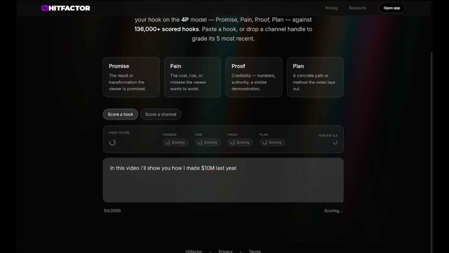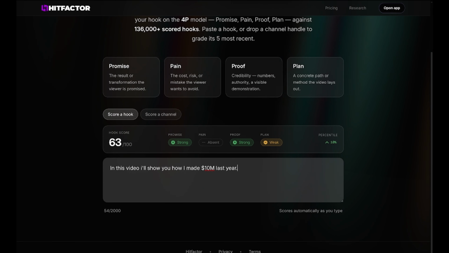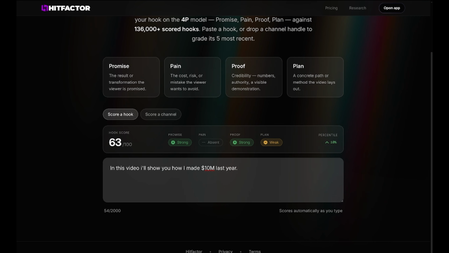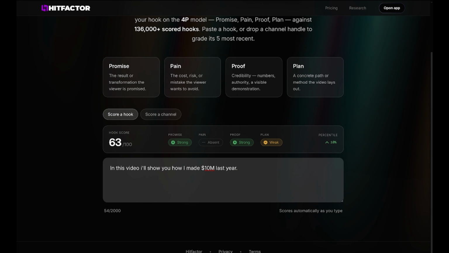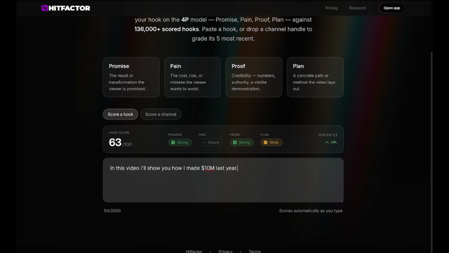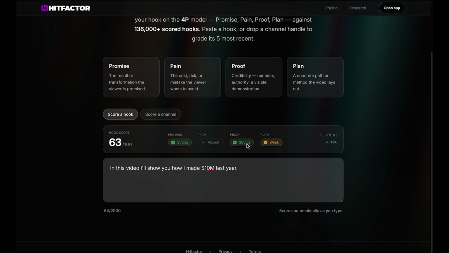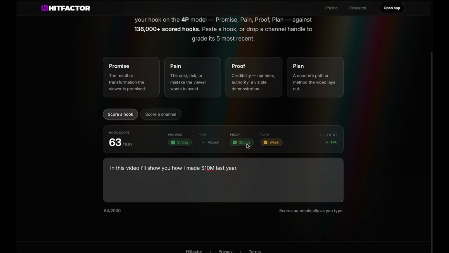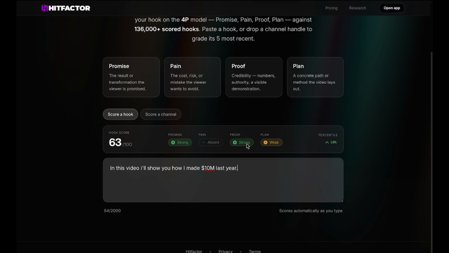But if I just drop a hook in here and paste something in, it's going to score it. So the hook was, "In this video, I'll show you how I made $10 million last year." That comes out with a strong promise, because there's a pretty strong promise there. There's no pain, so pain is absent. Quite a bit of proof, right? Strong proof, because I'm saying I made $10 million last year. And we have a little bit of a plan, even though it's weak, right? It's not a super concrete plan.